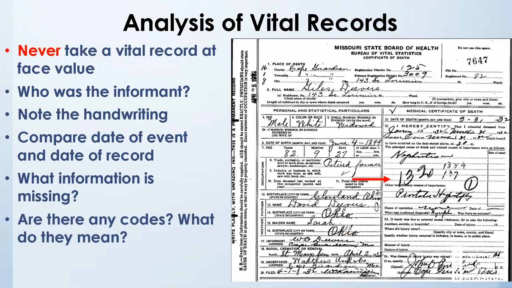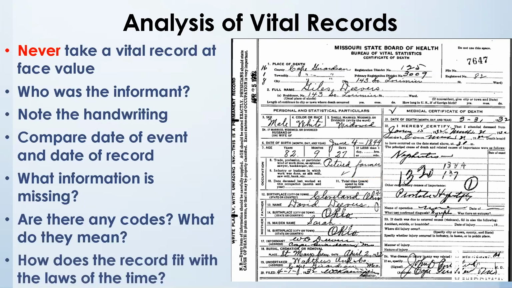Are there any codes, and what do they mean? In this case, nephritis, this is dead on for nephritis, 132. So it matches the written out cause of death. How does the record fit with the laws of the time? Well, to do that, you have to know the laws of the time, and it required death certificates, and they were kept in sequence in different counties, and it appears to be okay in that regard. So I'm not going to question that.